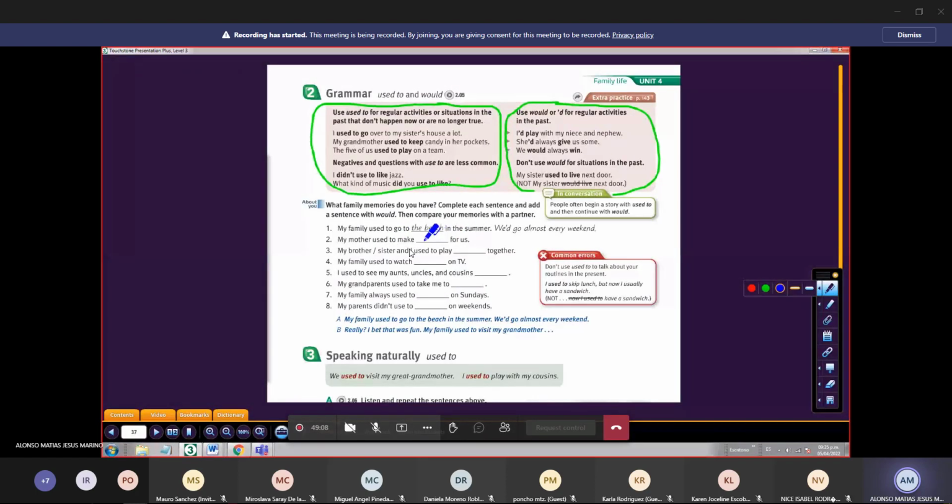You are going to complete these sentences with your own information. If you need some help, please ask me, okay? I'm going to give you 6 minutes to complete these sentences with your own information. If you need some help, please ask me. Let's do it.